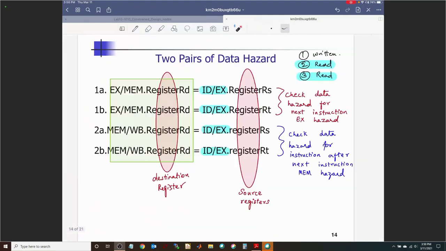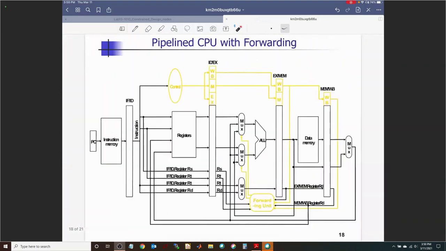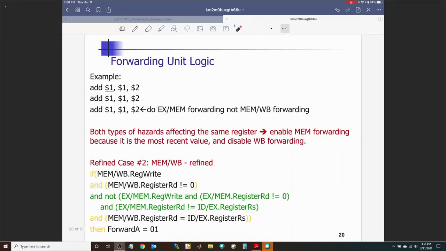So execute memory forwarding will do the job. Compute the new result and then forward it immediately. So what we notice from here is that both types of hazard are affecting the same register. In this case, it is $1. We have an X hazard, we have a memory hazard as well. So if you want the most recent value, then you disable the memory write back forwarding and you enable the execute memory forwarding. Immediately, as soon as the ALU computes the new value, forward that.